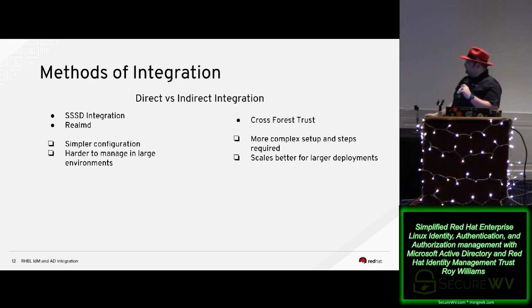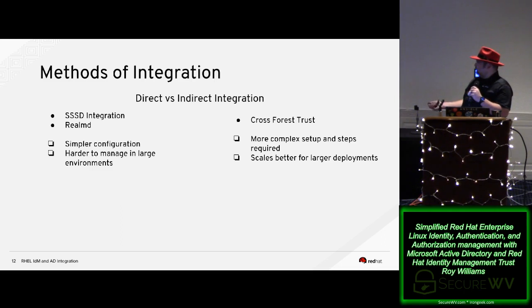For RHEL variants, we have this thing called realmd. It's a wrapper that basically assists with the setup and configuration of SSSD so that it really streamlines the process of connecting to Active Directory. The indirect integration is where we start talking about using identity management, or IDM, as a middleman between our Linux clients and Active Directory.